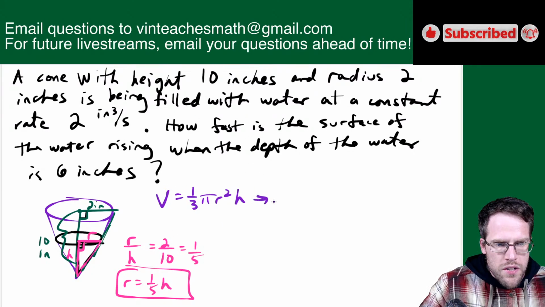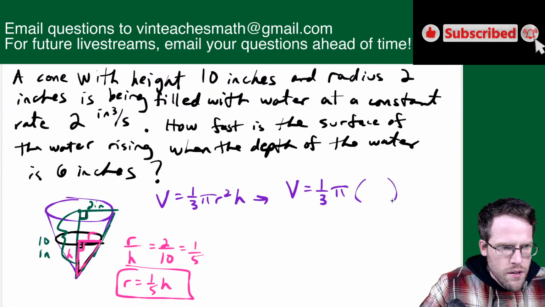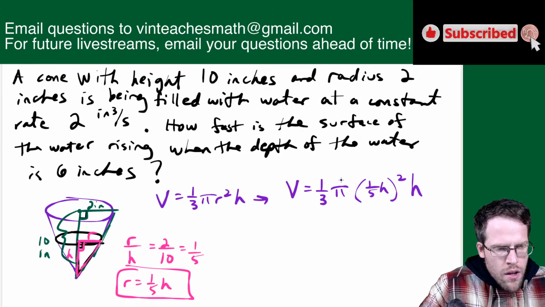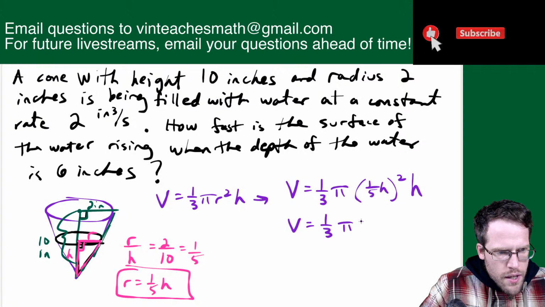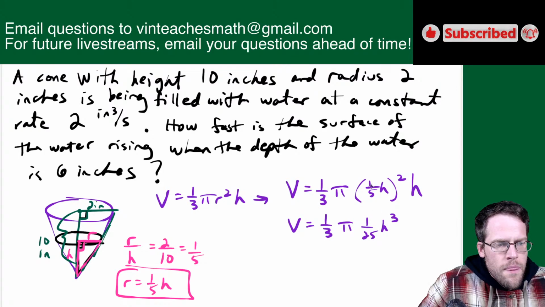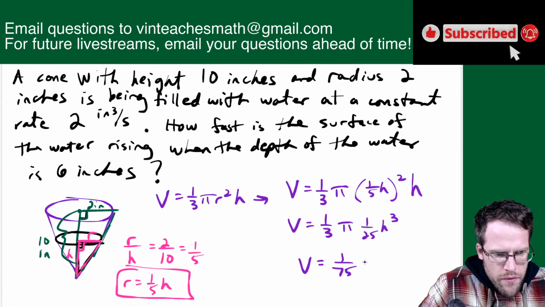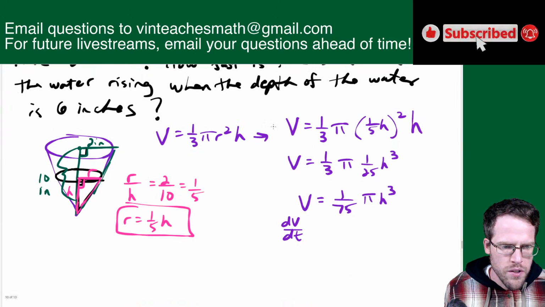So now this equation modified is going to be 1/3 pi times r squared times h, but instead of r, you're going to replace it with 1/5 h. Okay, so that gets you here. Now, from this step, volume equals 1/3 pi, and we have 1/25 h to the third like this. So then what we want to do from here is this is going to be 1/75 pi h to the third.